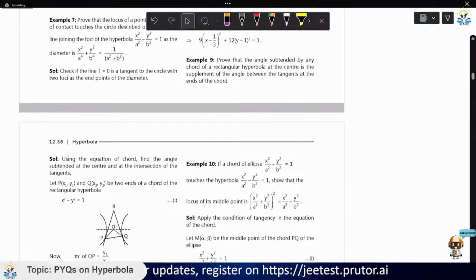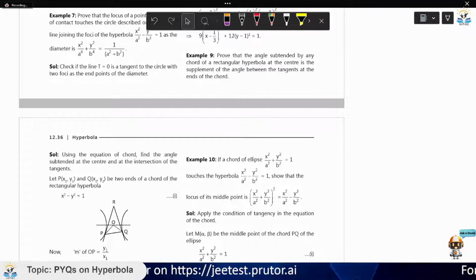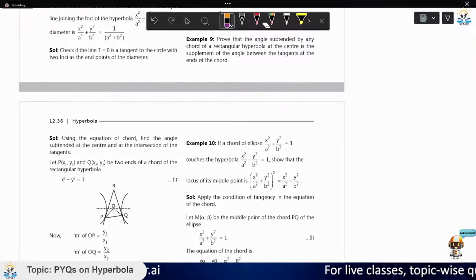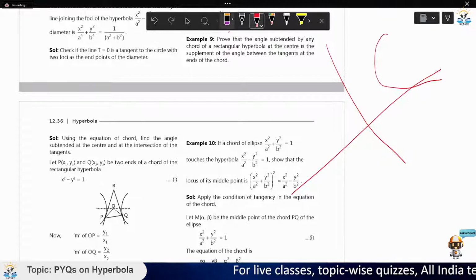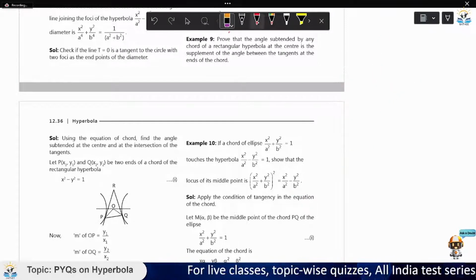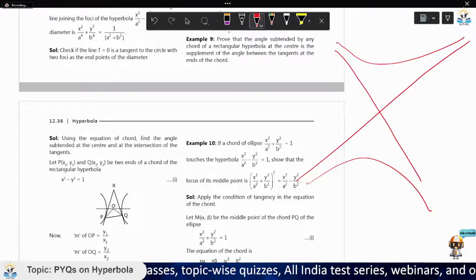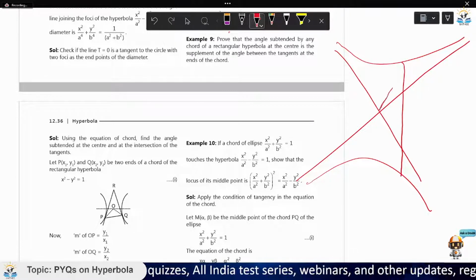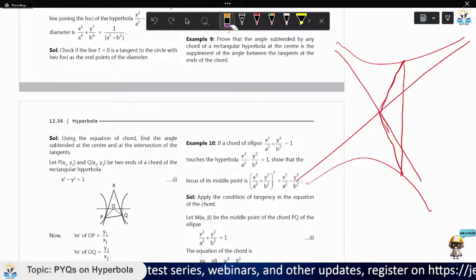This is nice. Prove that the angle subtended by any chord of the rectangular hyperbola at the center is the supplement of the angle between the tangents at the ends of the chord. So the diagram is shown in the question as well. Let this be the rectangular hyperbola, and the angle subtended by any chord. Let this be a chord, and this is our center. Let me just erase it again.